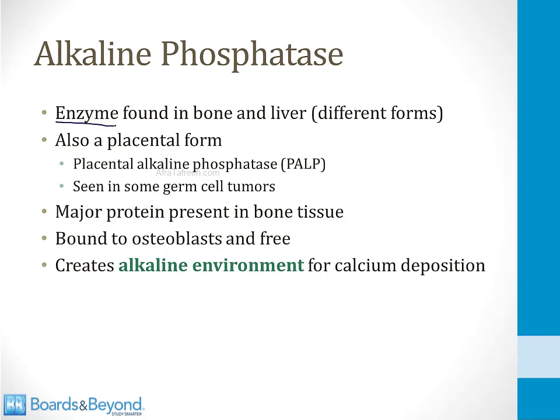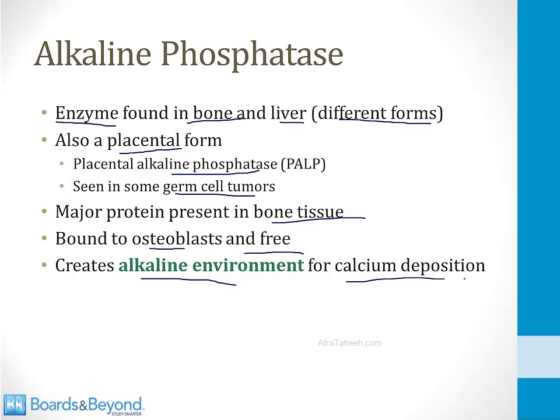Alkaline phosphatase is an enzyme that's found in bone tissue and in the liver, although there are different forms, and levels of alkaline phosphatase in the blood can rise in bone disorders or liver disorders. There's also a placental form called appropriately placental alkaline phosphatase, and you can see high levels of this in the blood in some germ cell tumors. The reason this is important in bone is because it's one of the major proteins found in bone tissue. It's found bound to osteoblasts and also free. And what it does is it creates an alkaline environment around the osteoblast. And if you can remember that alkaline environments are favorable for calcium deposition, that's very helpful to understanding bone physiology.